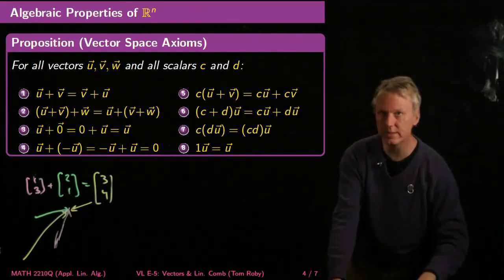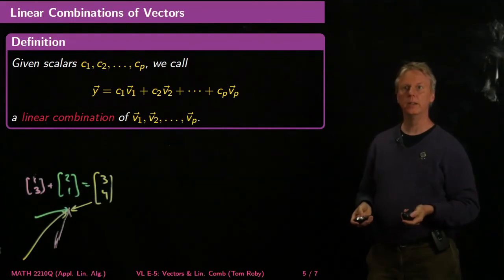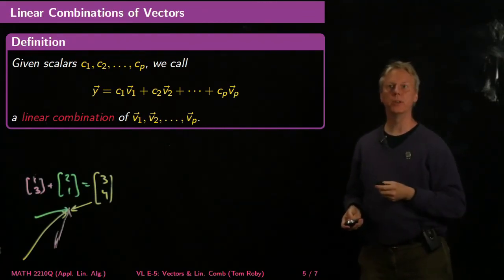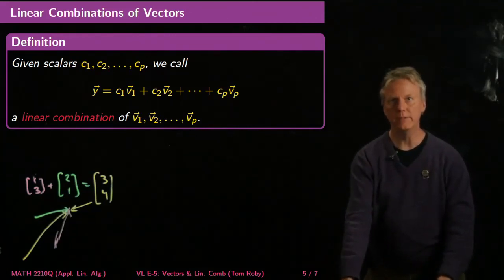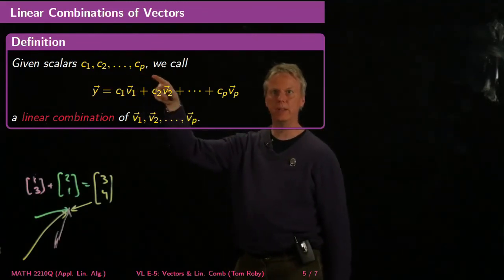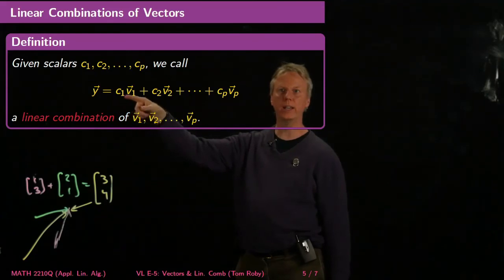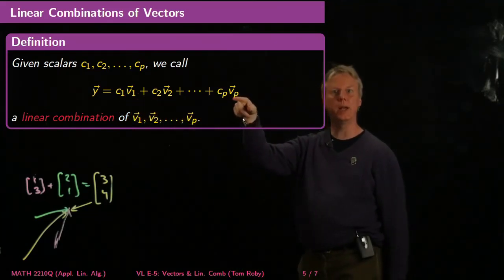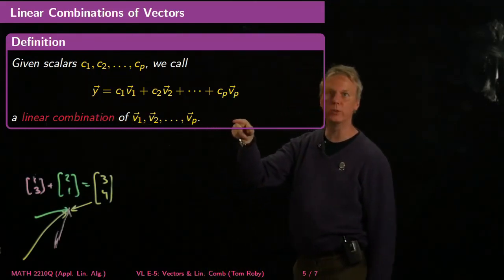Okay, so those are the vector space axioms, and that's what's going on. So now, here's an important definition, the linear combination of vectors. So if I've got a bunch of scalars, which I'll call C1 through Cp, then I'll call a vector y, which I can write as C1 times V1 plus C2 times V2 plus Cp times Vp, a linear combination of those vectors V1 through Vp.